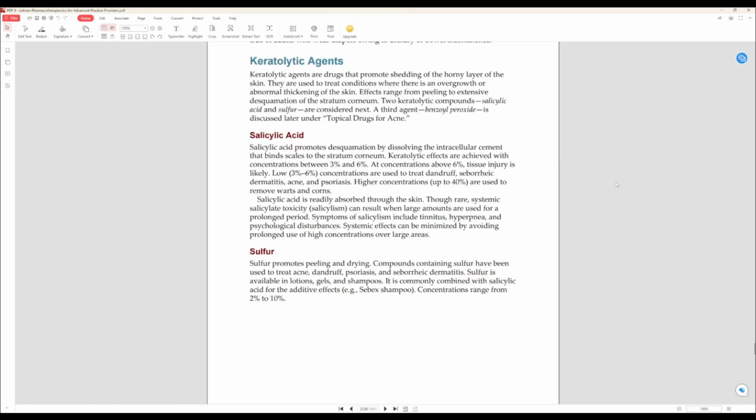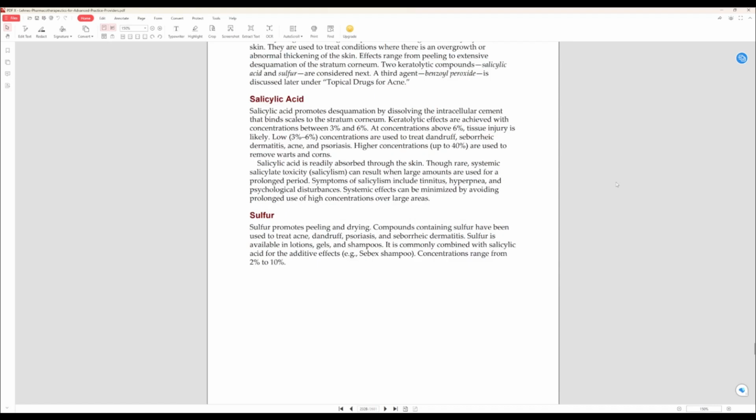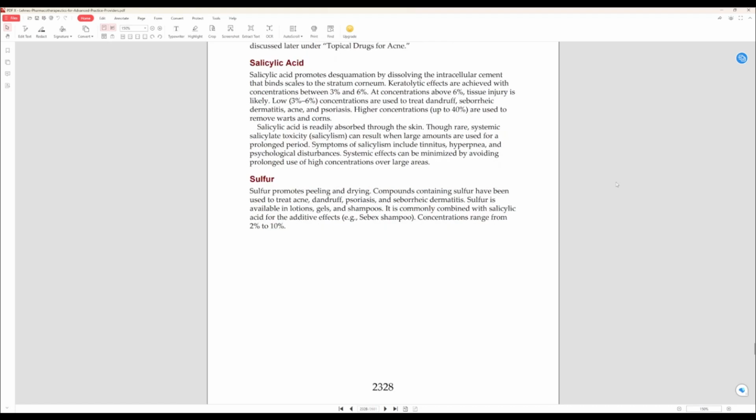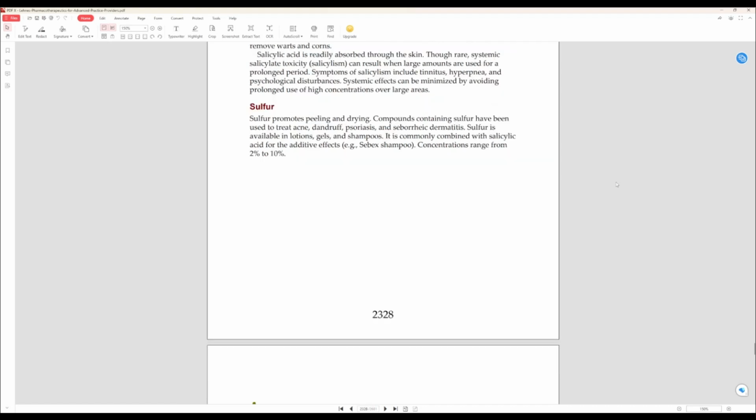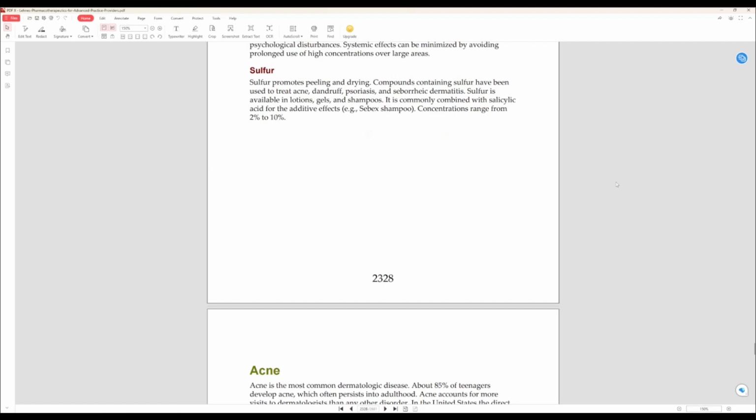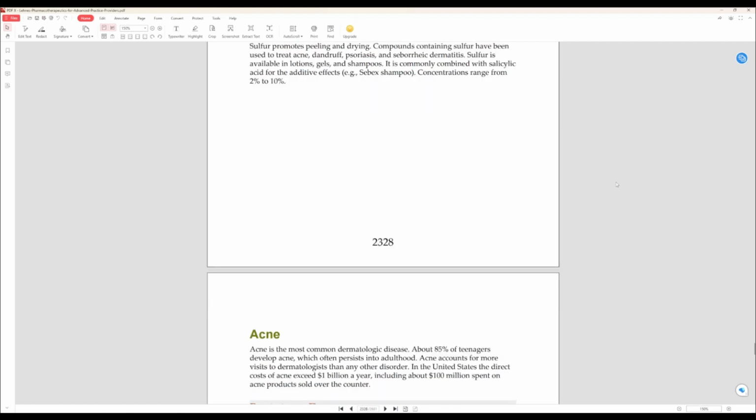Which now brings us to sulfur. Sulfur promotes peeling and drying. Compounds containing sulfur have been used to treat acne, dandruff, psoriasis, and seborrheic dermatitis. Sulfur is available in lotions, gels, and shampoos. It is commonly combined with salicylic acid for its additive effects. So if you're thinking, for instance, of your Civex shampoo, concentrations range anywhere between 2 to 10%.